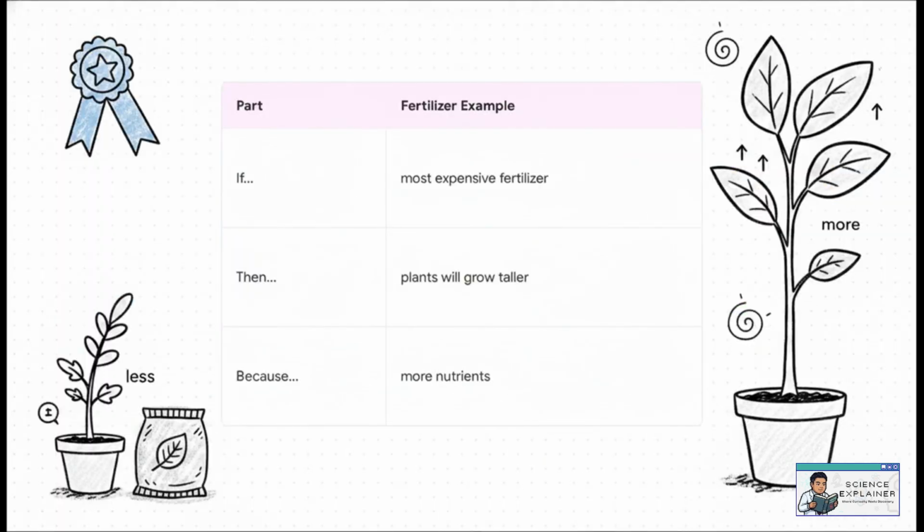Let's look at a super relatable 7th grade science fair example to see this in action. Let's say you're investigating plant growth. Your hypothesis would slide perfectly into our framework like this. If I use the most expensive fertilizer, then plants will grow taller because there are more nutrients in expensive fertilizers. Do you see how clean and testable that is? You know exactly what you're changing, what you're measuring, and why you think it's going to work.